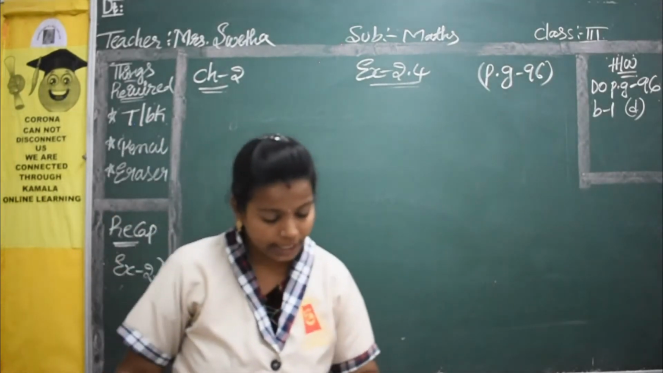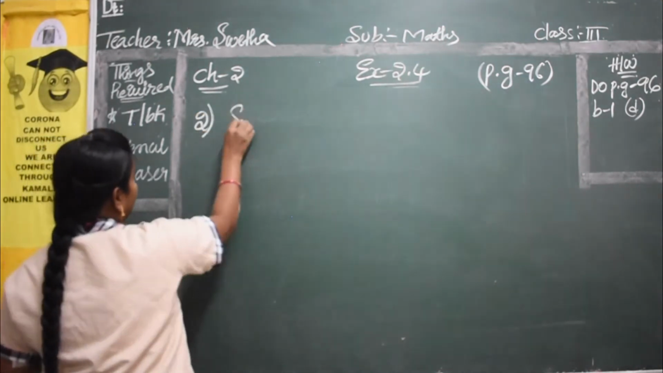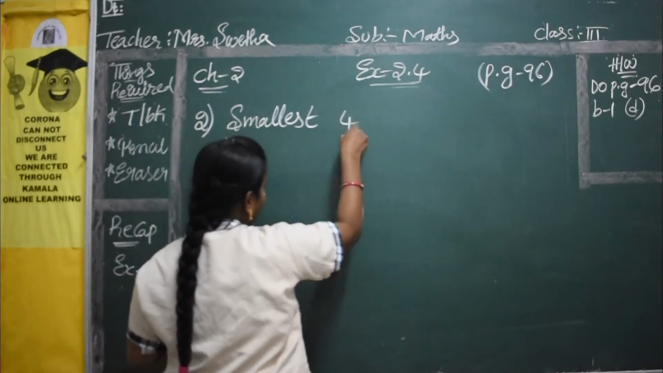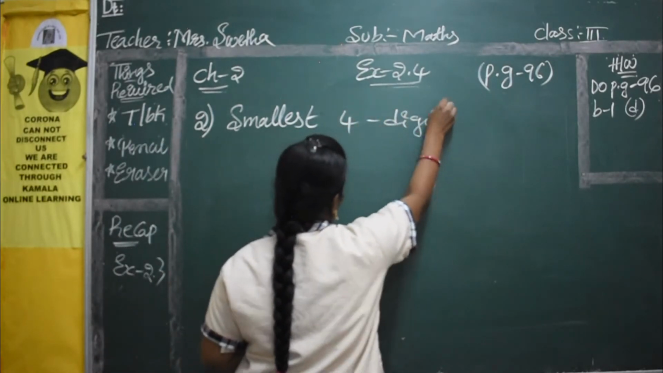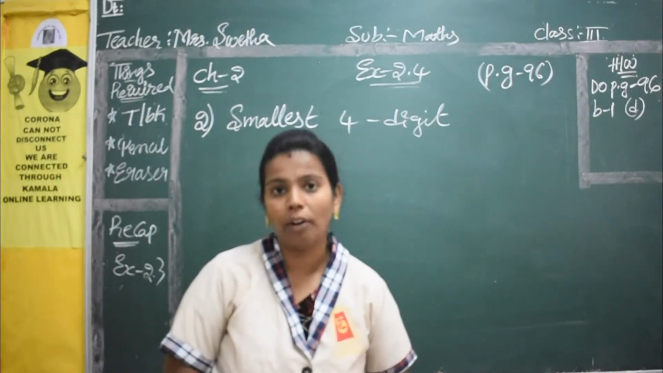Now we will move on to the second one. The second bit is also in the same way, but with only little changes. You have to choose the smallest number. You have to find the smallest 4-digit number here. Same like the previous one, only you have to make the smallest 4-digit number.